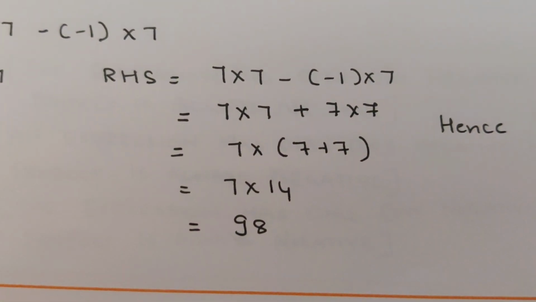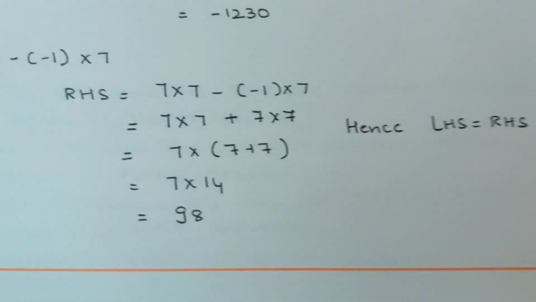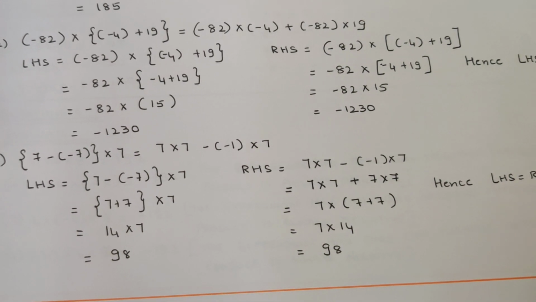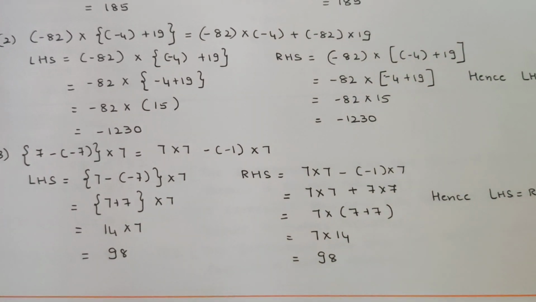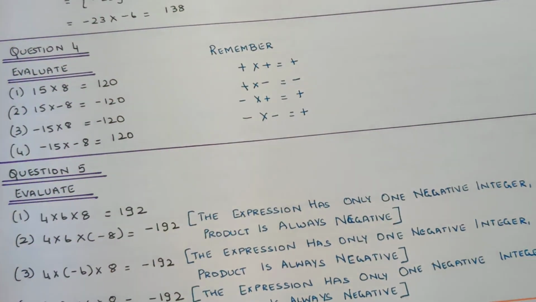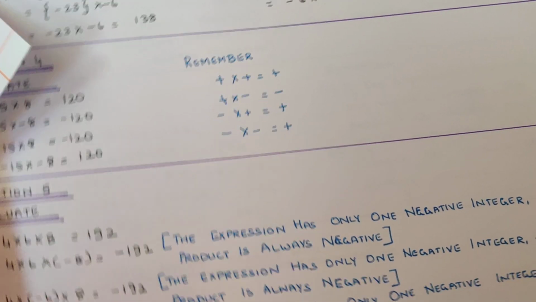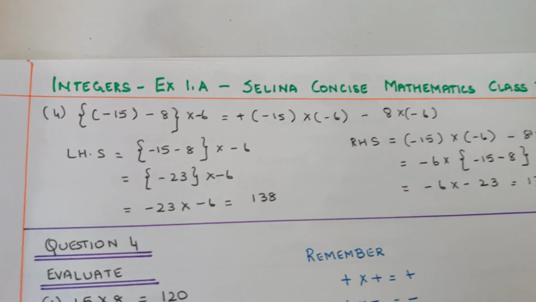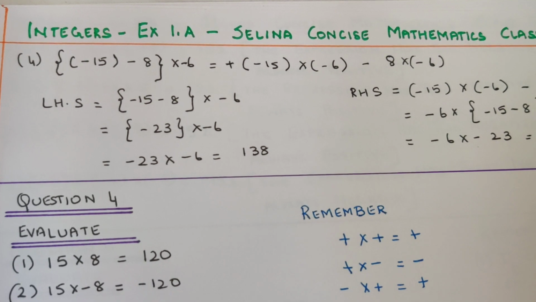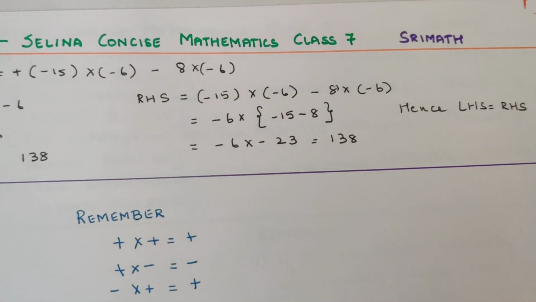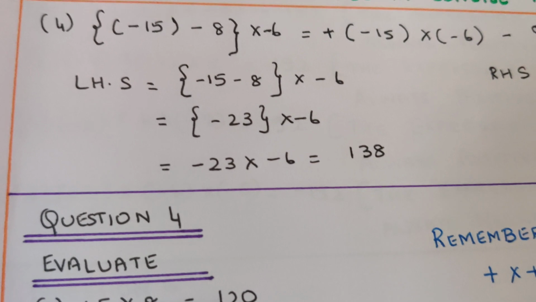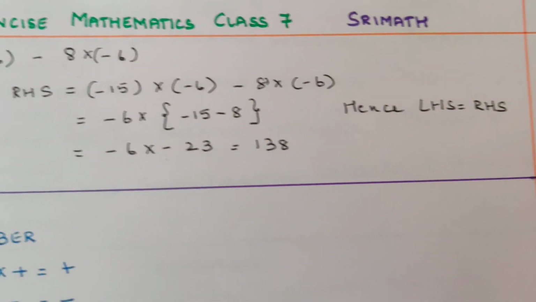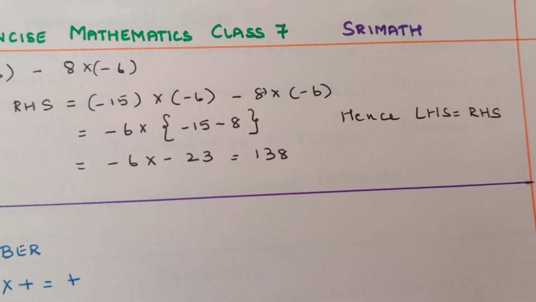I'm just pausing for a minute to see how I've solved the LHS and how I've solved the RHS. Since LHS and RHS are equal to 98, we can go ahead and say that LHS and RHS are equal and hence verified. Let's move on to the fourth sum in the same category, which says verify. Again, let's assume LHS and RHS, and looks like LHS is equal to 138 and RHS is also equal to 138, hence we prove LHS is equal to RHS.